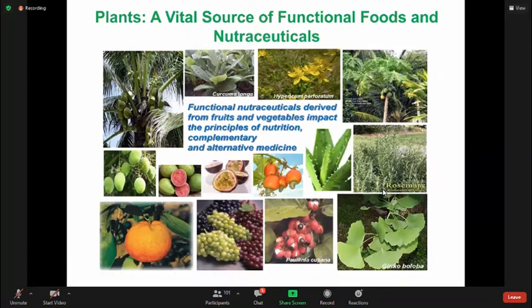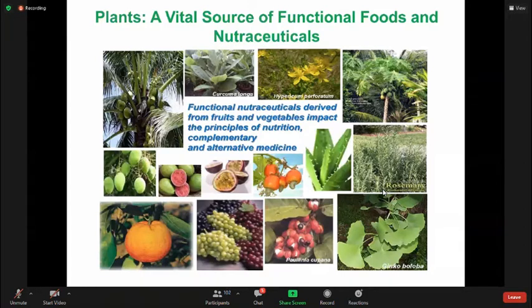Plants are the important source of different types of functional food components and nutraceuticals, which are derived from fruits and especially vegetables. They have a very significant impact on the principles of nutrition, complementary and alternative medicine. In this slide, you can see some of the very important sources of different types of functional components, including different fruits, spices, herbs, and some medicinal plants.